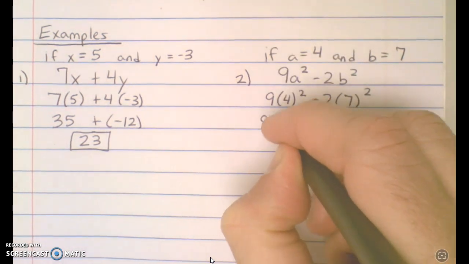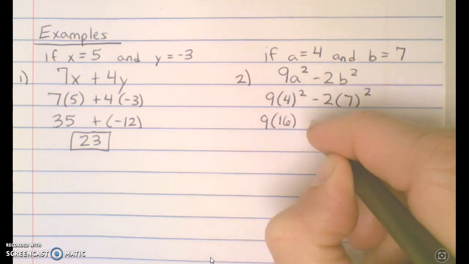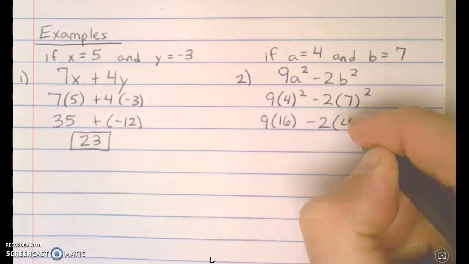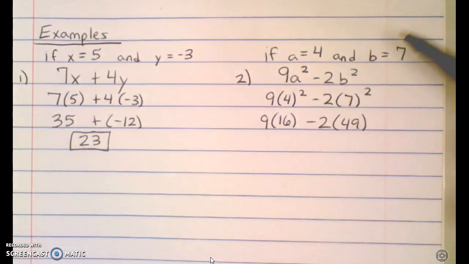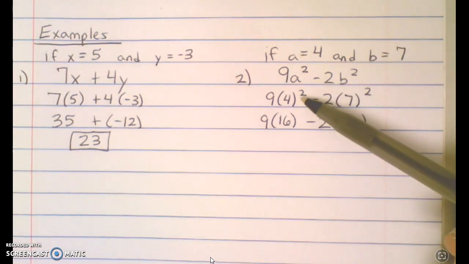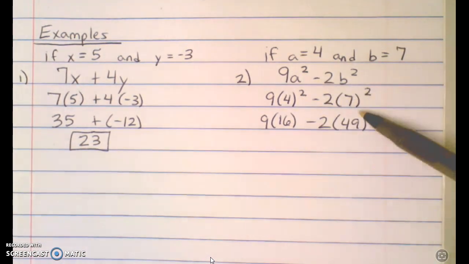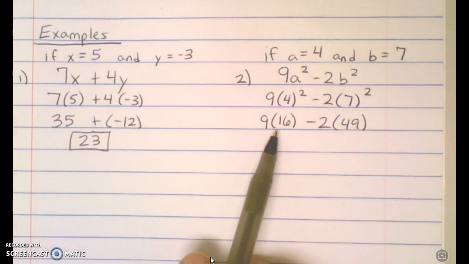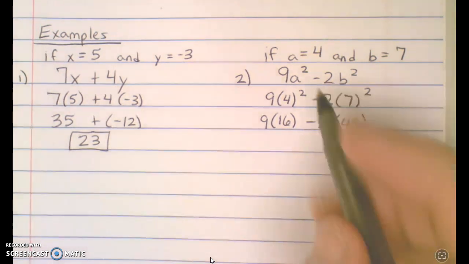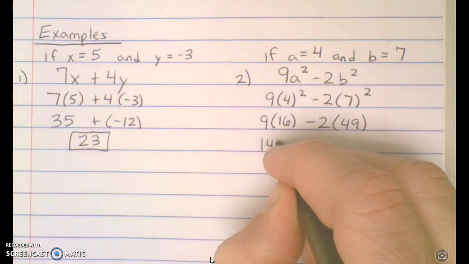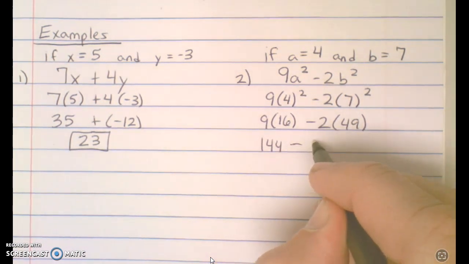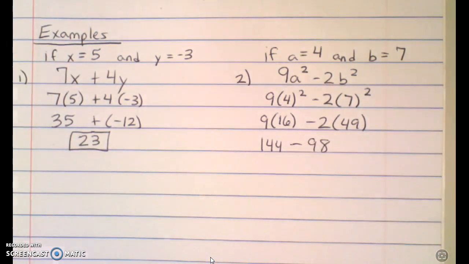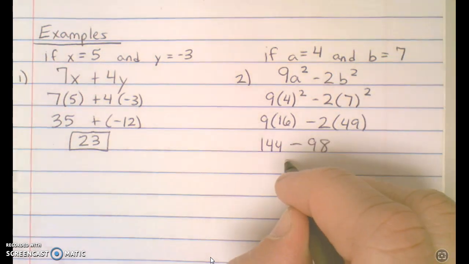So this stays 9 times 16 minus 2 times 49, because 4 squared is 4 times 4, and 7 squared is 49. So 9 times 16, that gives me 144. 2 times 49 is 98. And then if you're using a calculator, 144 minus 98 is 46.